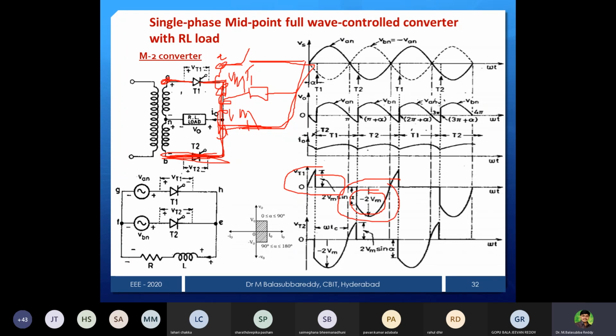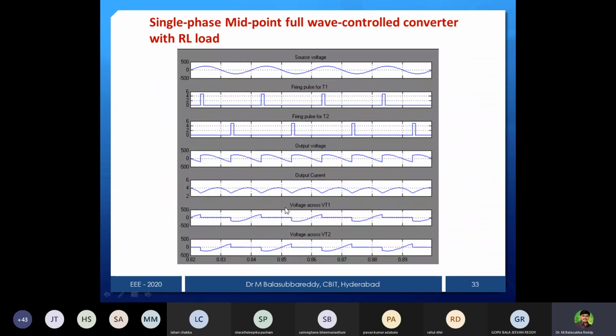So like this, you can get the waveforms, and in similar fashion for T2. So this is for the RL load. Now if you simulate this, you will get the same. Anyhow, you can do the simulation, with given examples and live demonstration also. You try to connect two thyristors and then you can show the results like this.